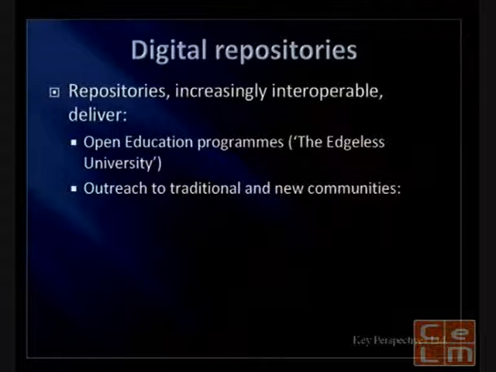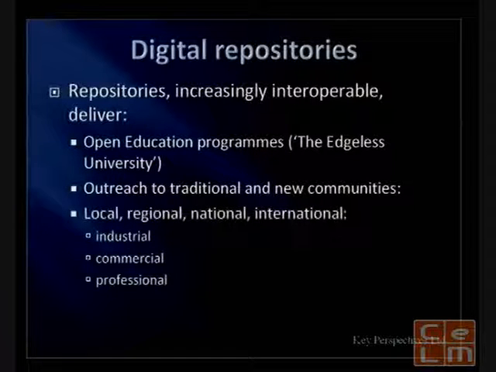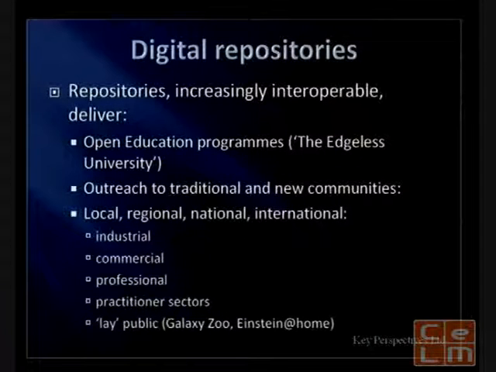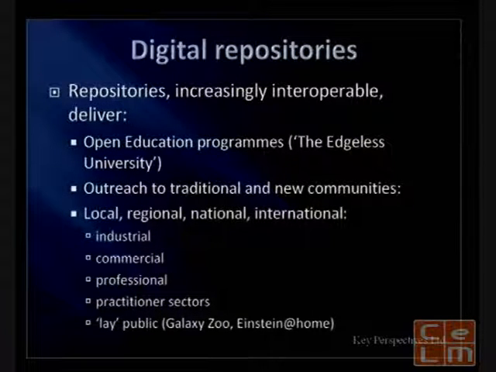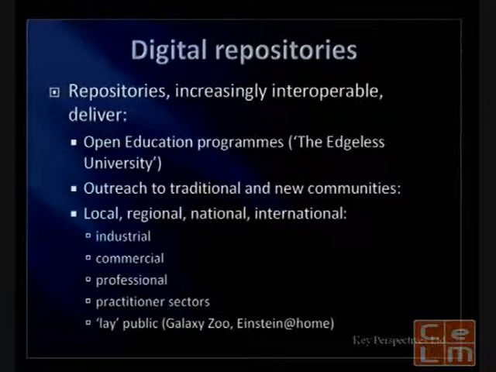Repositories also are delivering or reaching out to traditional and new communities in the wider world. So this is our civic actor role of universities. They are reaching out to people locally, regionally, nationally, and internationally. I'm talking here about industrial companies, commercial companies, the professional and the practitioner sectors, and the lay public. It sounds a bit condescending to call the public the lay public. In many cases, of course, as I've put in brackets here, the lay public is proving anything but lay and, once the tools are in place, has shown itself to be very willing to join in the research effort being conducted through the universities. And a couple of examples of that are Galaxy Zoo and Einstein at Home. Very nice examples, those two, of where the power of the public and its computers is being harnessed to further research.